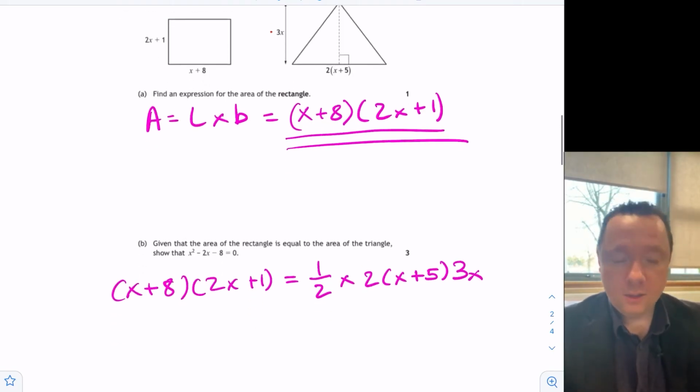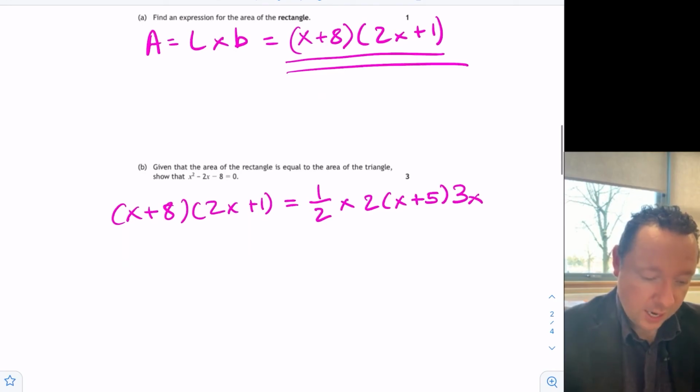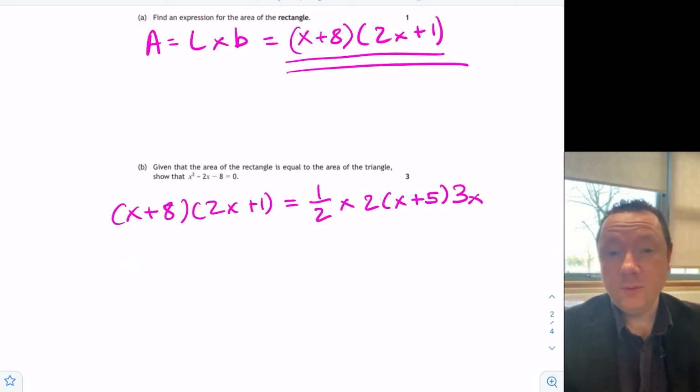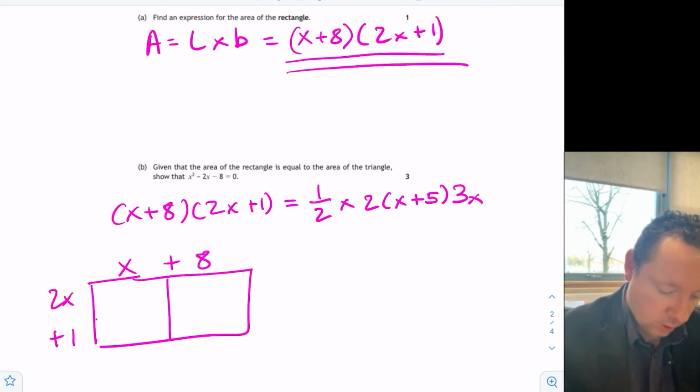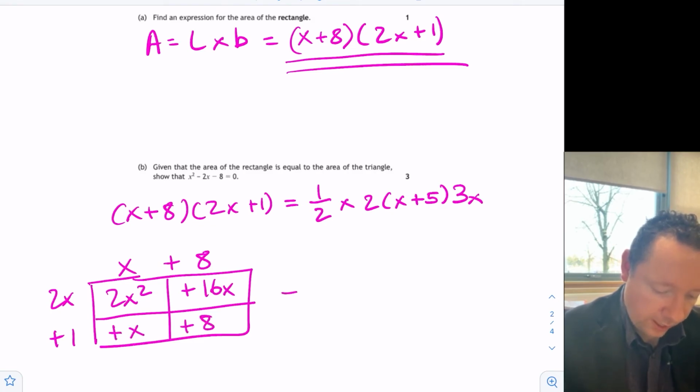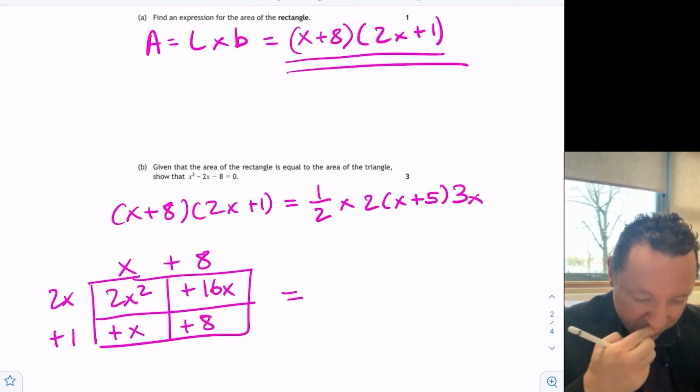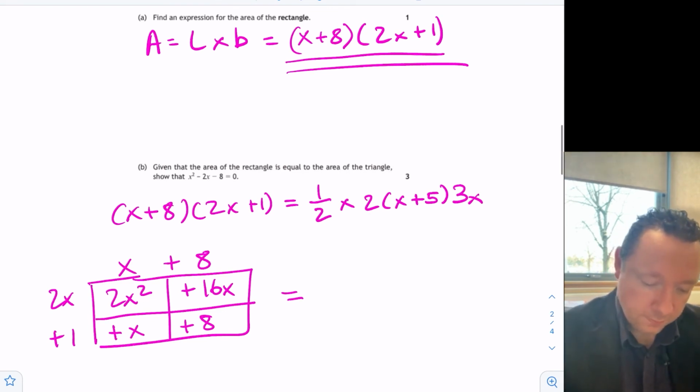So now we need to expand some brackets, and we'll get marks for expanding our brackets. So expanding the left-hand side, I usually use a box. We get x + 8 on one side and 2x + 1 on the other side to get 2x² + 16x + 1x + 8. And that equals a half times 2 is 1.